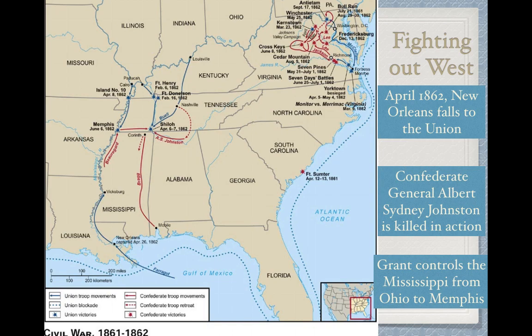You see Shiloh there. So the red lines are going to be Confederate troop movements. The red lines with the dashes are retreats. And then the red starbursts are Confederate victories. The Union troop movements are in blue. The dashed lines are Union blockades of the South. That's important because the North was able to cut off Southern supply lines. And then the starbursts are Union victories. Now, this is a map, 1861 to 1862.